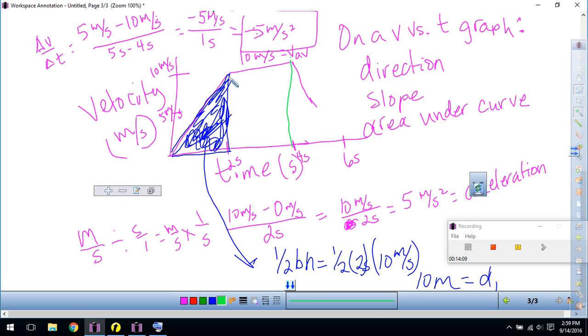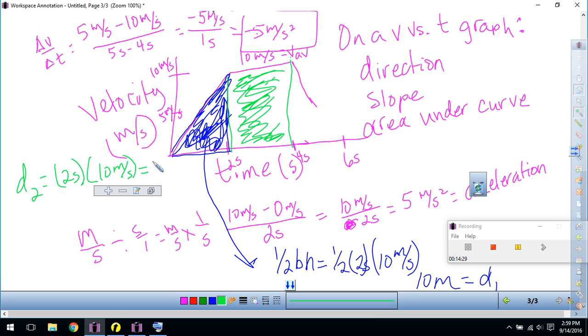So here's my curve, even though it's not curvy. That's my area under the curve right there for that second function. So if I look at that, distance 2 is going to be, well, how do you find the area of a rectangle? Well, you take the base, which is 2 seconds, and you multiply it by the height, which is 10 meters per second. So he or she traveled 20 meters during that situation.